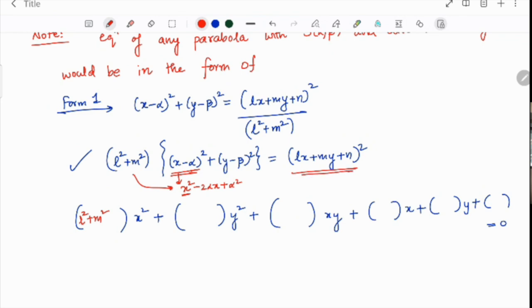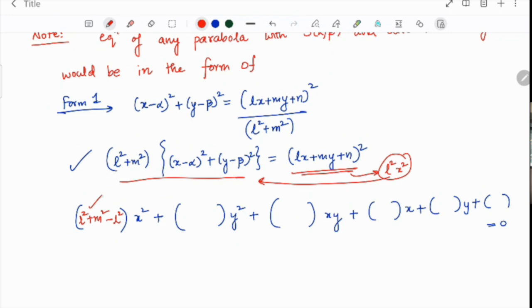Right hand side, when you expand this, a plus b plus c whole square formula, you will get L square as x square. When you send this L square x square to other side, it will become minus L square x square. So what is overall x square coefficient? From right hand side, you will have L square plus M square. Left hand side, you have L square x square. No, that I am sending to left side. So minus L square.